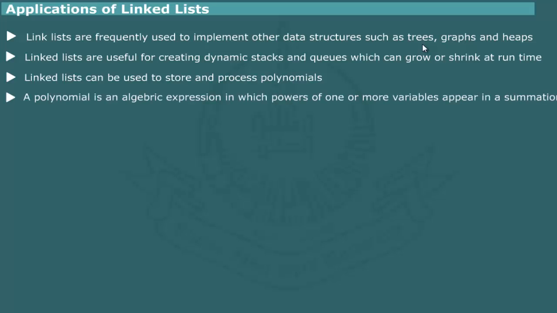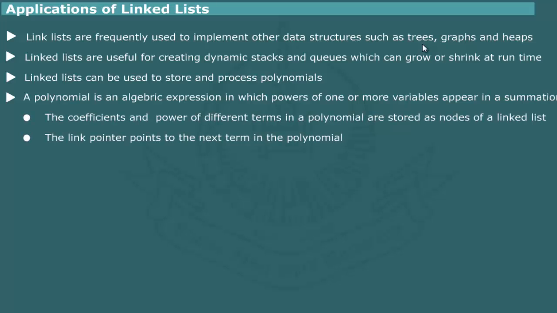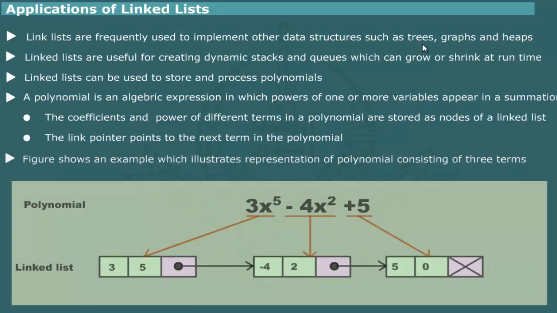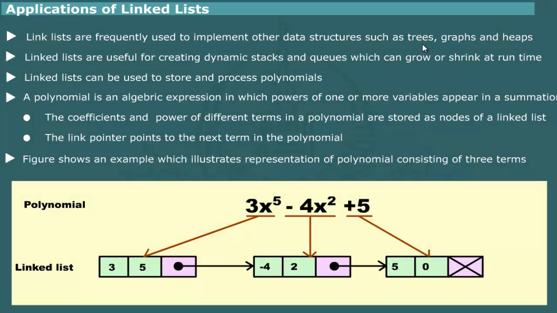A polynomial is an algebraic expression in which powers of one or more variables appear in a summation. We consider a simple polynomial with a single variable. We can store the coefficients and associated power of the variable in a node of a list. The nodes point to the subsequent elements of the expression. Figure shows an example of a polynomial and the corresponding linked list.